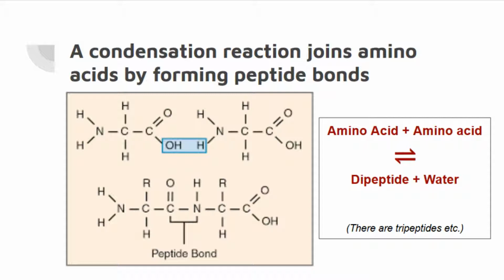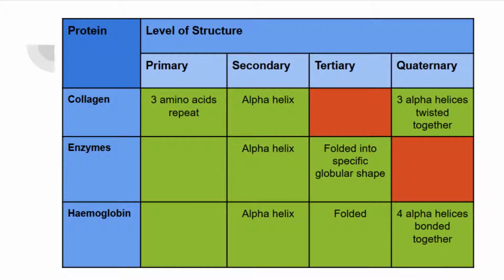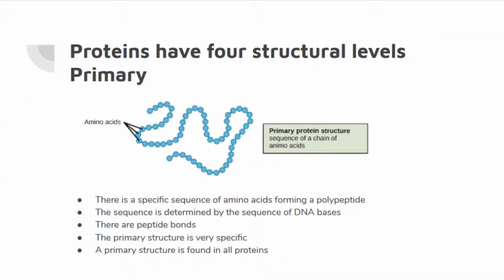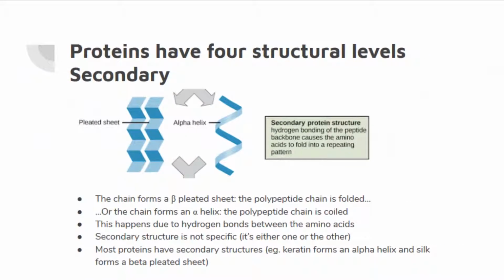The reverse reaction happens during digestion. A functional protein may contain one or more polypeptides. There are 4 protein structures. Primary. This is a specific sequence of amino acids determined by a specific sequence of DNA bases. Secondary structure. This is a result of protein folding. The secondary structure is held together by hydrogen bonds between the carboxyl groups and the amino groups in the polypeptide backbone. The most common structures are an alpha helix and a beta pleated sheet.